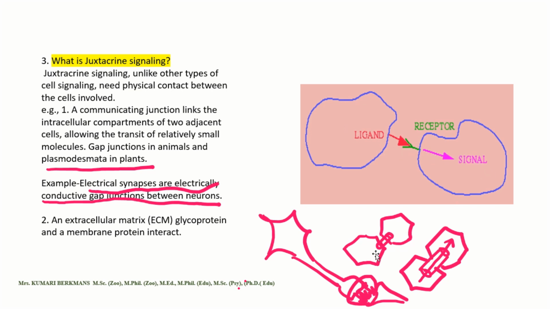That is in plants, it is through plasmodesmata, and between neurons, it takes place through the gap junction of the neuron.